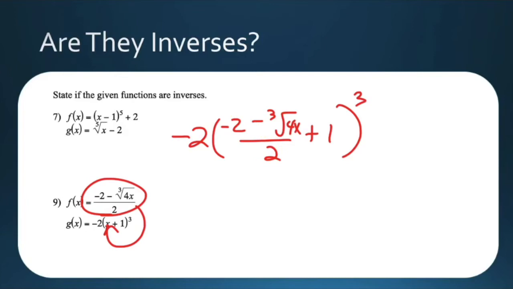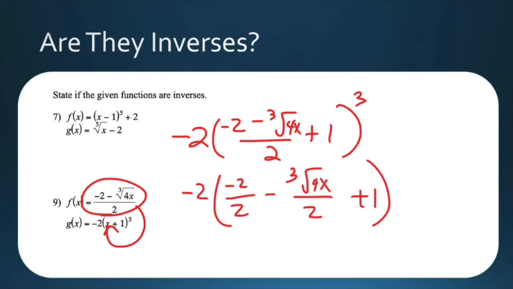Show me. I can go negative 2 over 2, negative 2 over 2 minus cube root of 4x over 2, plus 1 cubed. I can give that 2 to both of them. How does that help? Well, that one over there becomes 1. This becomes, be careful, this becomes what? Negative 1. How does that help?